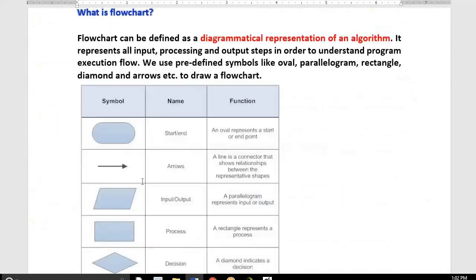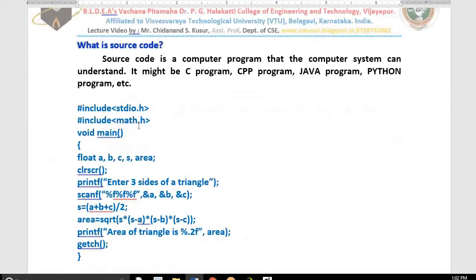You need to write the program. The program is also called source code. Source code means the program we write in a high level programming language. The program we write in C, you can call it source code, or you can write a C++ program, or a Java program, or a Python program. Algorithm and flowchart remain the same. Intelligence remains the same. Source code is a computer program that the computer system can understand. It might be a C program or C++ or Java or Python or any program.